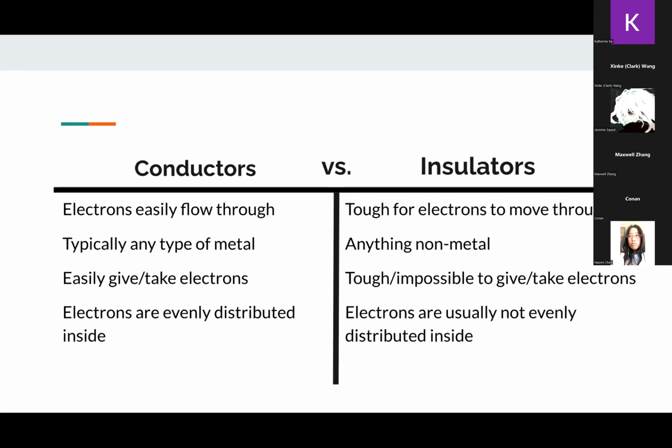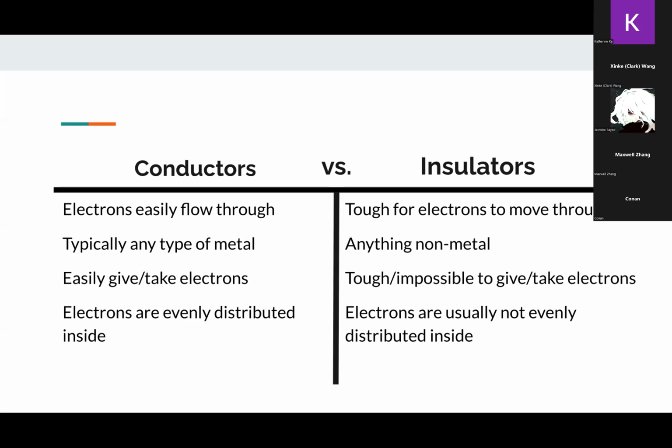There are two types of material: one is conductors and the other is insulators. The difference is pretty significant. With conductors, electrons can easily pass through. It's basically any type of metal, and it can easily give and take electrons. And electrons are typically evenly distributed inside. For example, if you have a sphere, there'll be a really even distribution of electrons.